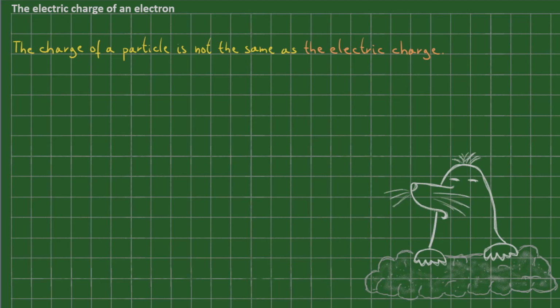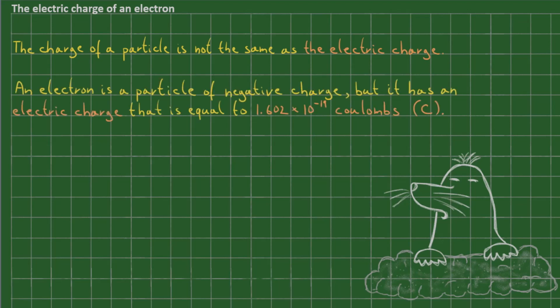To answer that, I need to introduce the unit of electric charge, and it is known as a coulomb. The electric charge of a single electron is equal to 1.602 times 10 to the negative 19 coulombs. Note that the symbol for the unit coulomb is a capital C. Also, note that the charge of a single electron is a very minuscule number.